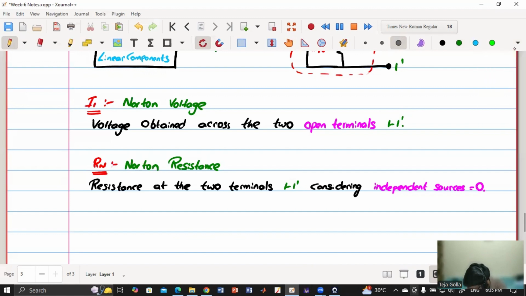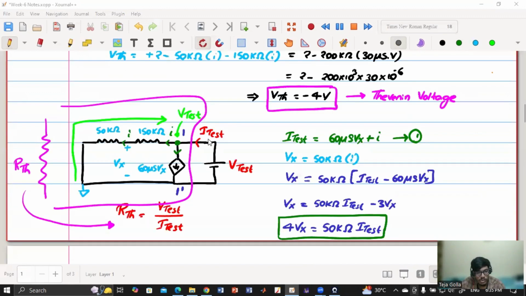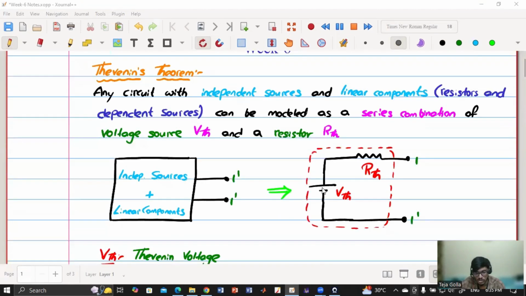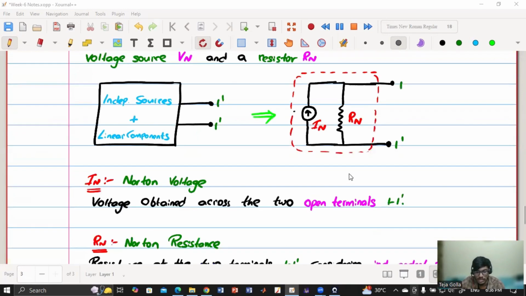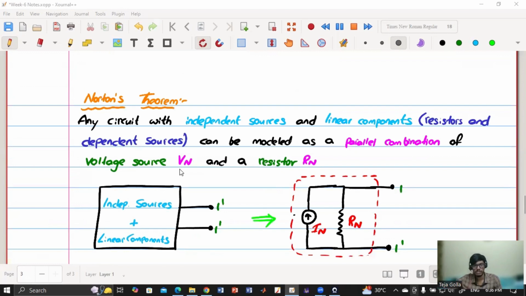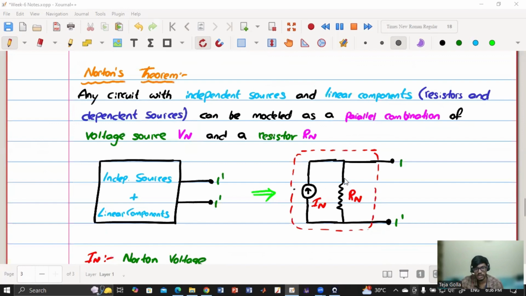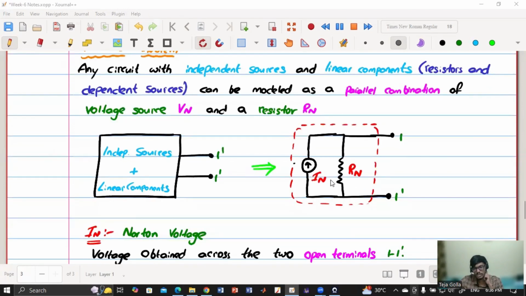Someone has asked, sir, why are we taking a current source instead of a voltage source in Norton's theorem? Basically, Thevenin's theorem converts the circuit into a voltage source equivalent circuit. So it has a voltage source and a series resistance. This voltage and series resistance can also be converted into a current source and resistance. If you want to convert a circuit into a voltage source, it has to be done through Thevenin's theorem, one voltage source in series with a resistor. If you want to convert into a current source, then it is converted using Norton's theorem. So we have a current source as well as a resistor. Both are more or less the same.